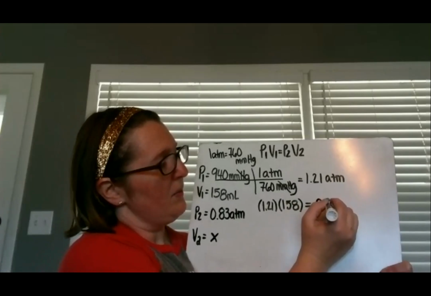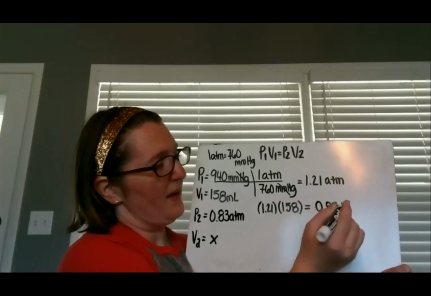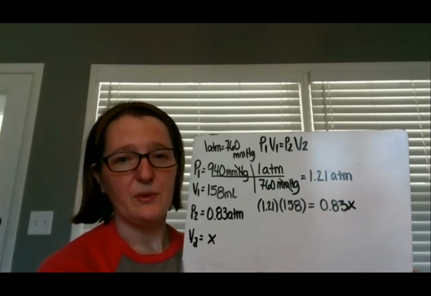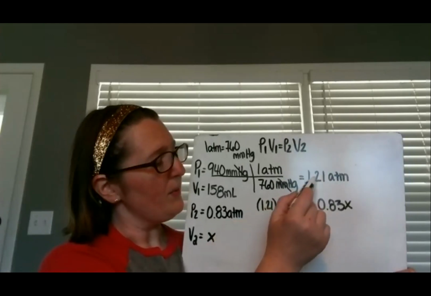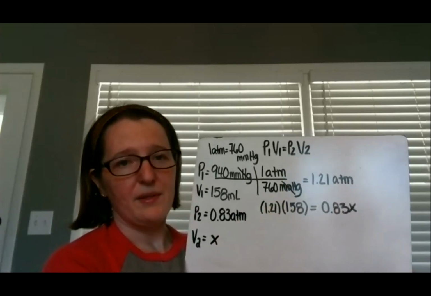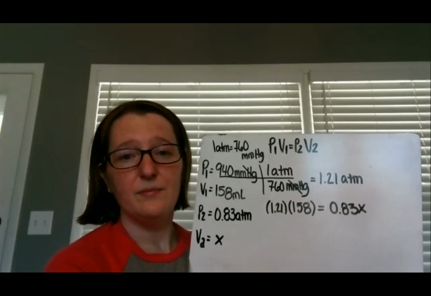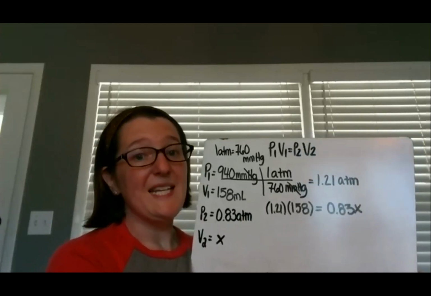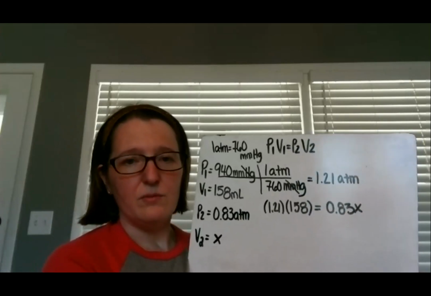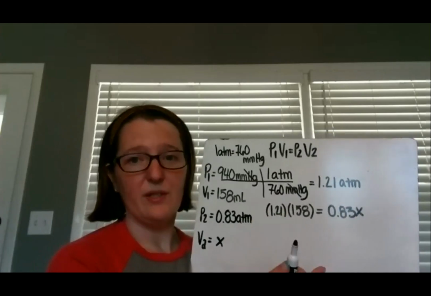So I'm going to take 1.21 times 158 equals 0.83x. All right, let's make a prediction real quick though. Now that we have our pressures here, let's talk about what happened. Did pressure go up or did it go down? That's right, pressure went down. So what should volume do? It should go up, so let's find out.